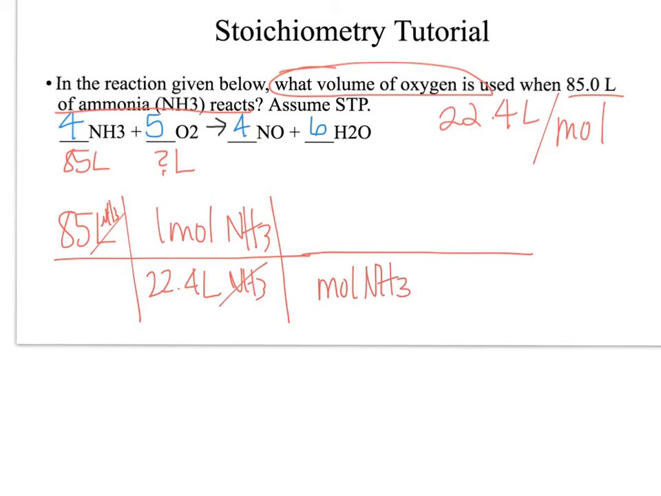So I have moles of NH3. I go look at the balanced equation and I see that I have 4. So I'm going to write a 4 here. And then I'm trying to get to oxygen. That's what it's asking me for. So my unknown here is oxygen. And so I go look and I see that I have 5 moles of oxygen here. So I'm going to do 5 moles of oxygen on the top. So now I've gotten rid of moles of NH3.